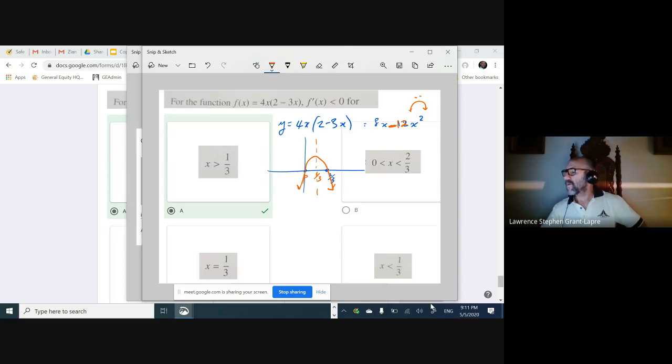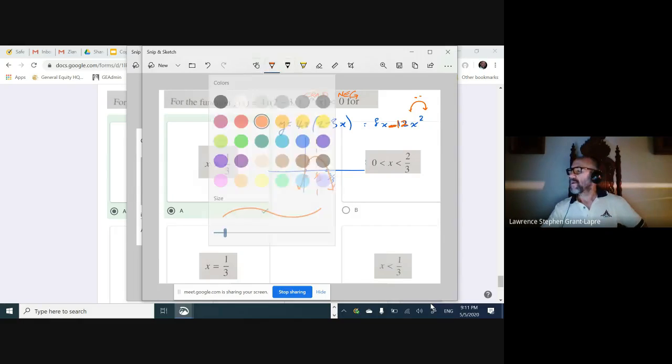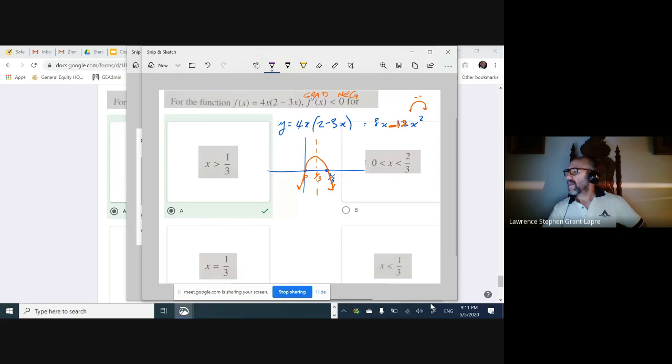This is 1/3. So where is the gradient? The derivative is the gradient. Negative. That means it's coming down. And so you can see it's going to be to the right of the turning point. Therefore, the answer is when x is greater than 1/3, it's got a negative slope here. Okay, after 1/3, so x is greater than 1/3 is graph A.